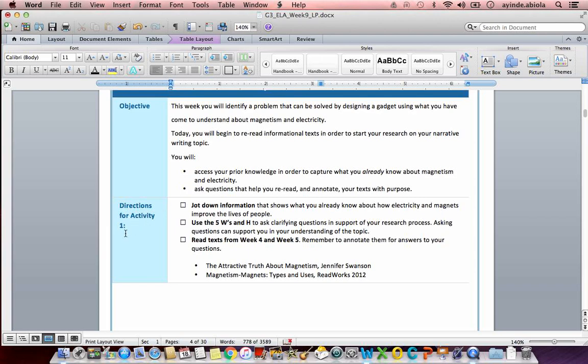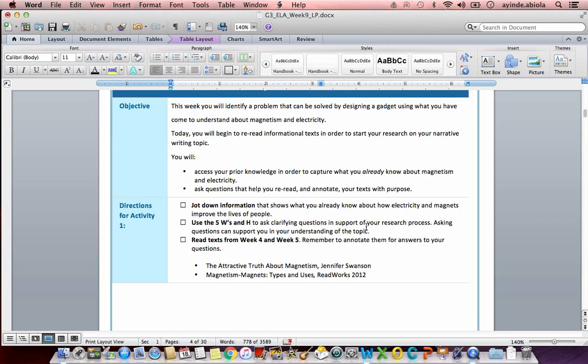Directions for day one. Jot down information that shows what you already know about how electricity and magnets improve the lives of people. Use the 5 W's and H to ask clarifying questions in support of your research process. Asking questions can support you in your understanding of the topic. Let's stop here for 1 second.